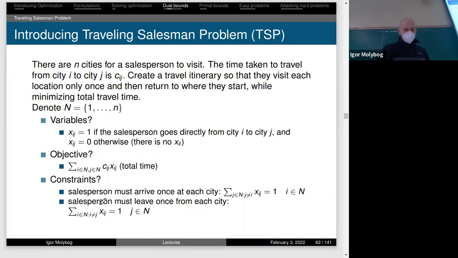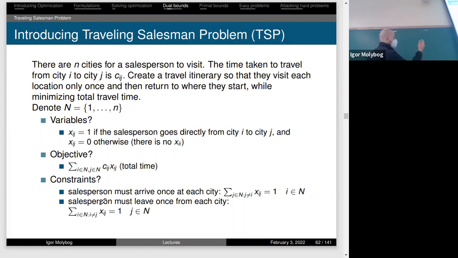We need to create a travel itinerary so that we visit each of the locations only once and then return to where we have started, while minimizing the total travel time. Okay, so the variables here are going to be Xij, and Xij is going to be equal to 1 if a salesperson goes directly from city I to city J, and Xij is going to be equal to 0 otherwise.